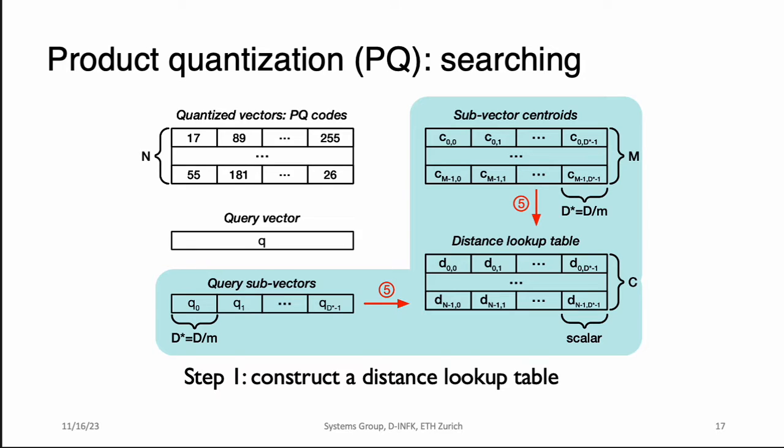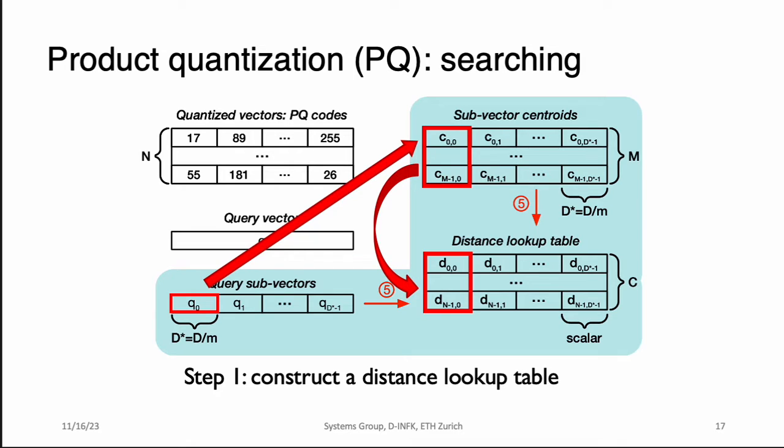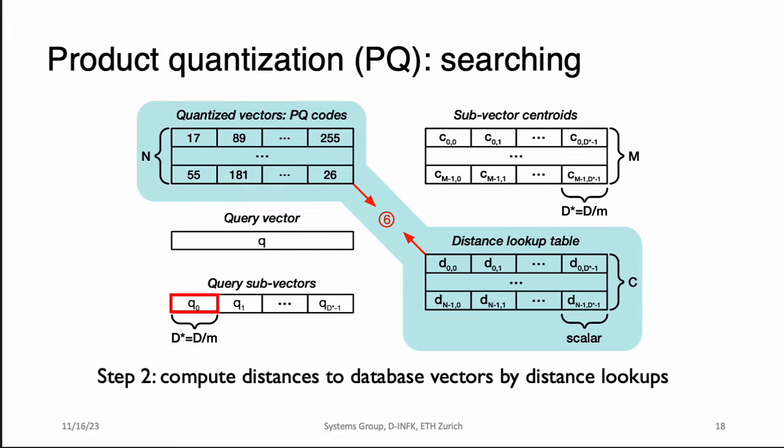Now, during the search, we will also partition the query vector into m subspaces. So we start from here, and essentially we compare the query vector against all the subcentroids first to construct the distance lookup table. So compare the first subvector of the query to all the centroids, and I compute all these 256 centroids in the distance lookup table.